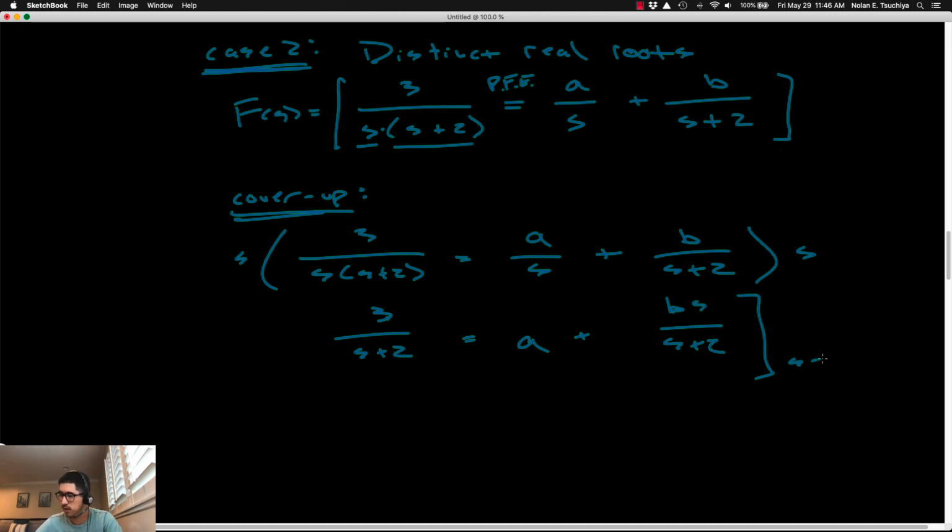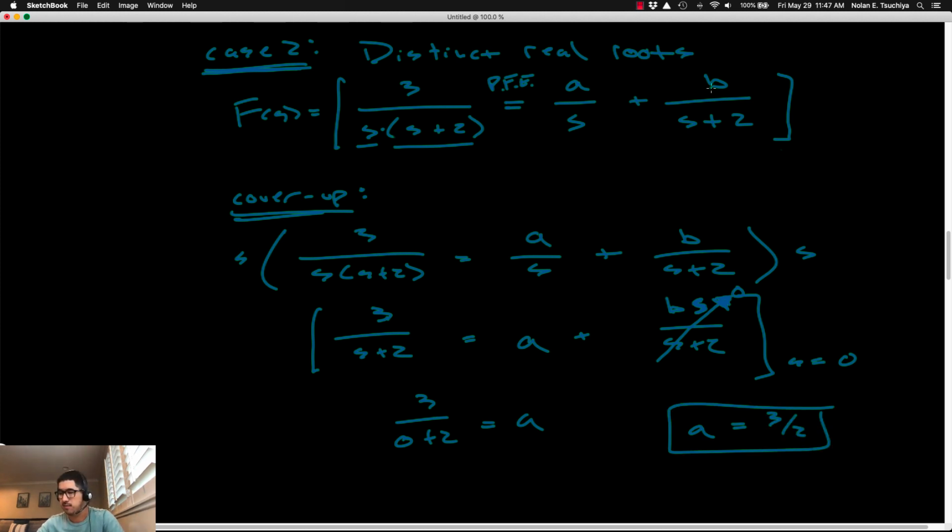A strategic value that I might choose here would be s equals 0. The reason I would suggest s equals 0 is that if I plug in s equals 0 to this s right here, this whole term goes away because you get a 0 in the numerator. So b times 0 is 0, 0 over s plus 2, the whole thing is 0. But I need to evaluate this equation and plug in 0 everywhere I see s, and that leaves me with 3 over 0 plus 2 is equal to a by itself. In this sense, I have covered up, quote unquote, this term over here by setting it equal to 0. So through the cover-up method, I get a is equal to 3 over 2.